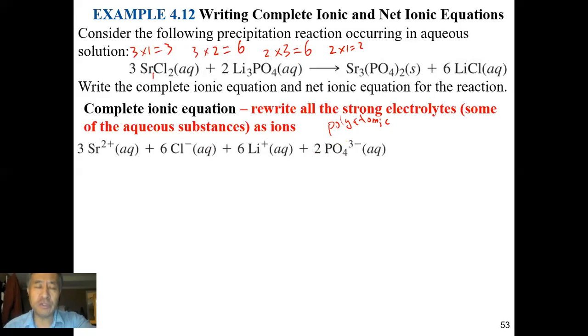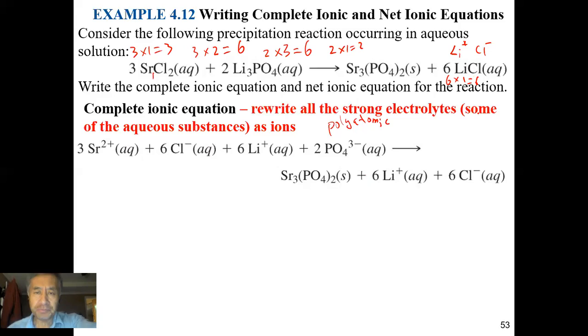Now I examine these two products. The first product is a solid; never rewrite a solid, gas, or liquid, just keep it as it is. The second product is LiCl aqueous. It's aqueous, but not all aqueous are rewritten, only those that are aqueous ionic. This is ionic because Li is a metal. As you probably know, Li is 1+ and Cl is 1-. I just identify how many. Again, you take 6 times the subscript, so both of them are 6 and 6. So this is our complete ionic equation.